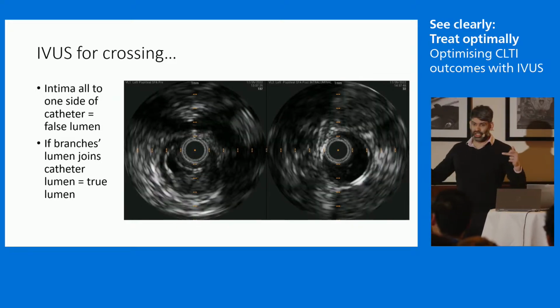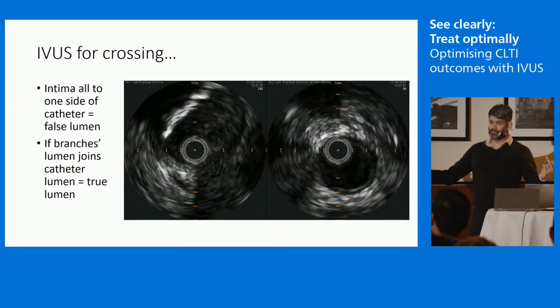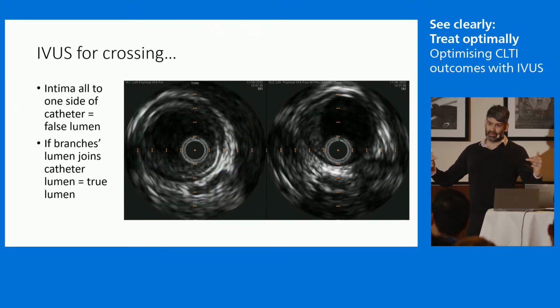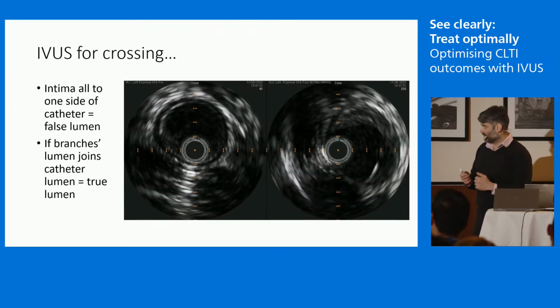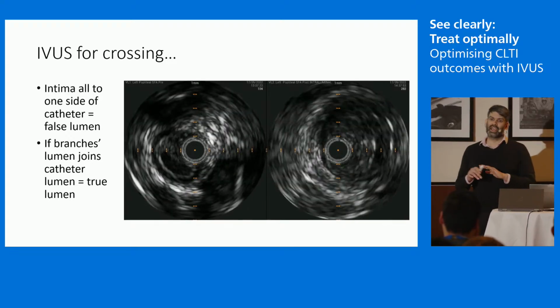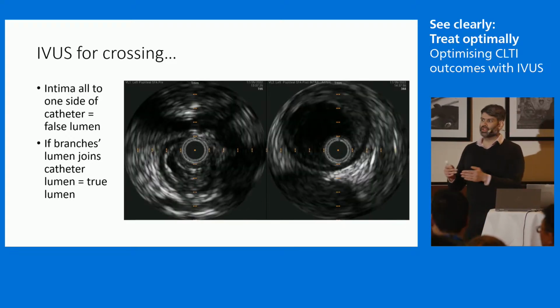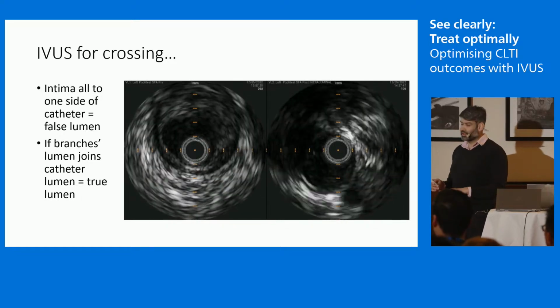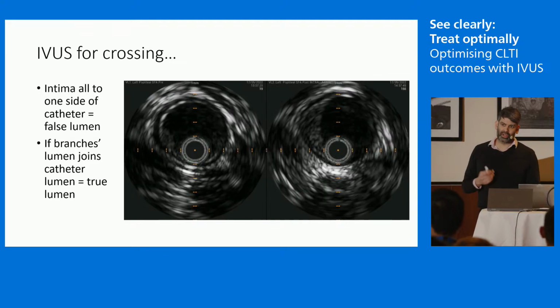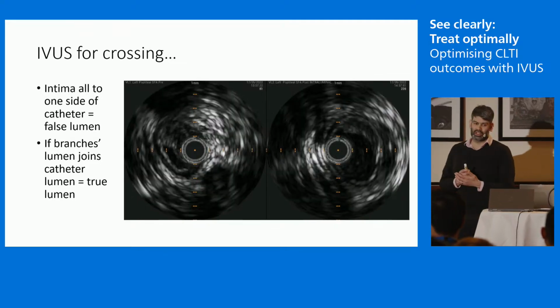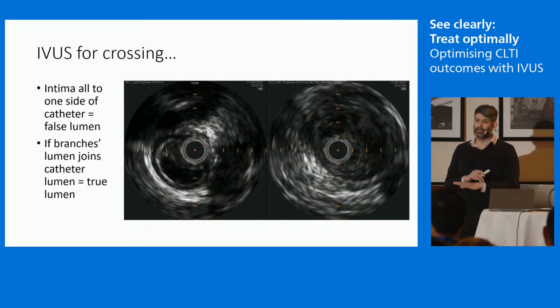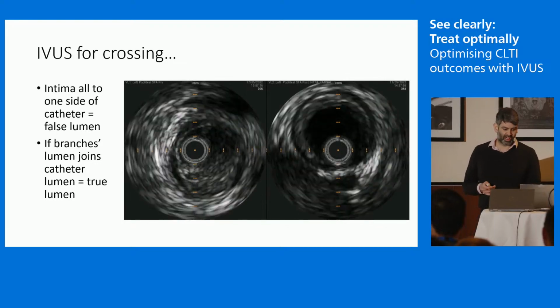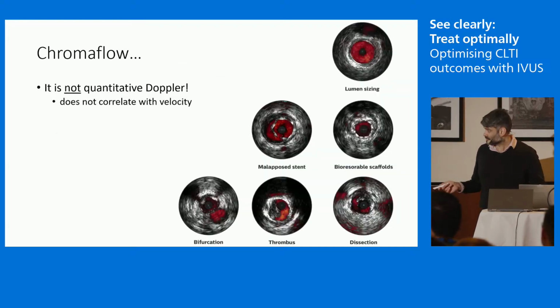If you see branches, the lumen of arterial branches joining the same lumen that your catheter is in, that's a good sign that you're in true lumen. So IVUS takes away that uncertainty of whether you are in true lumen or in the subintimal space completely. It gives you a definitive answer, yes or no. And again, as we'll talk about a bit more tomorrow, when you're using certain vessel prep technologies, having that information under your belt completely changes the safety and efficacy profile of atherectomy devices.